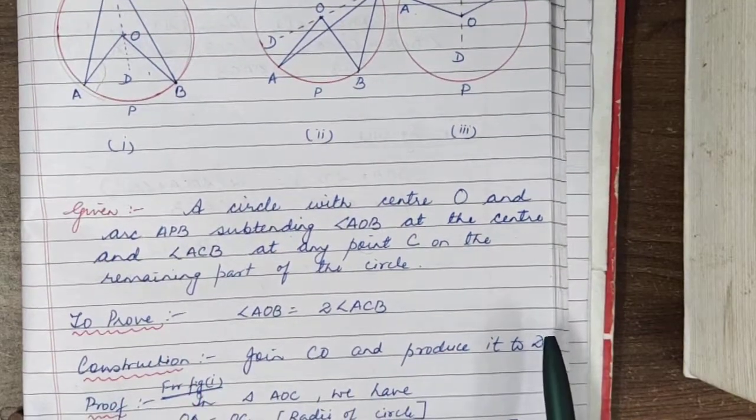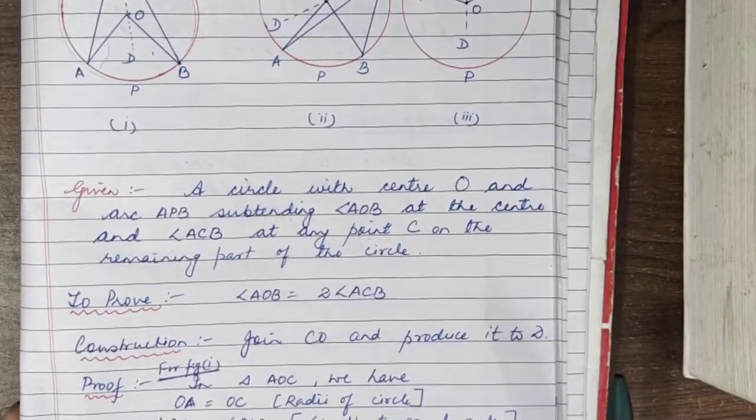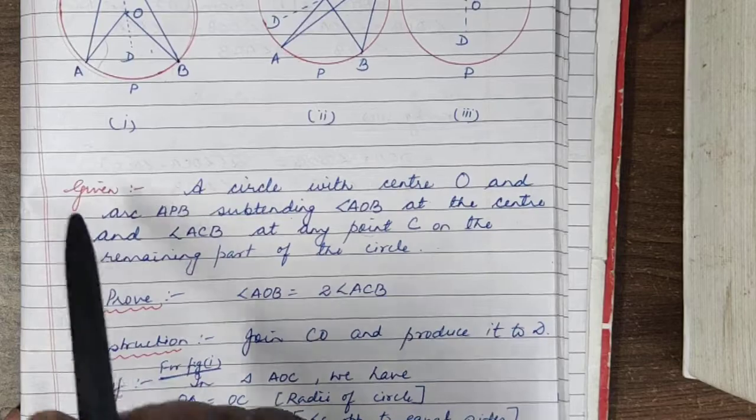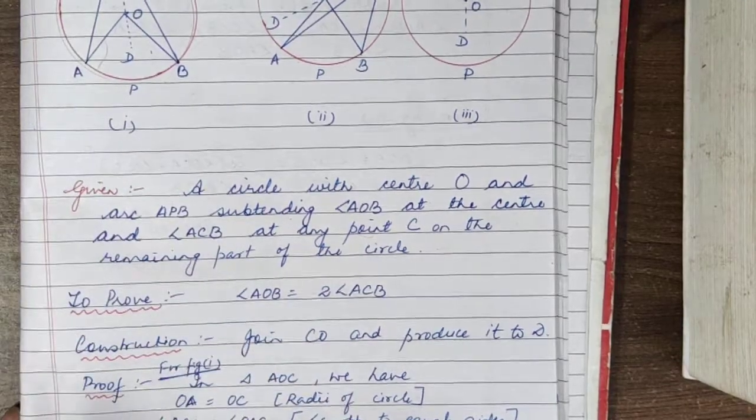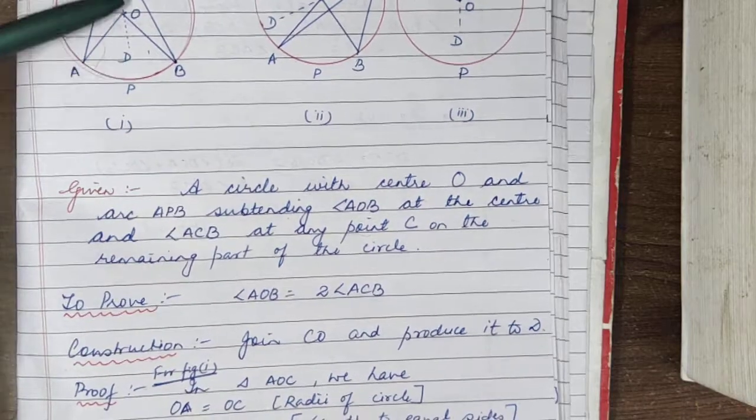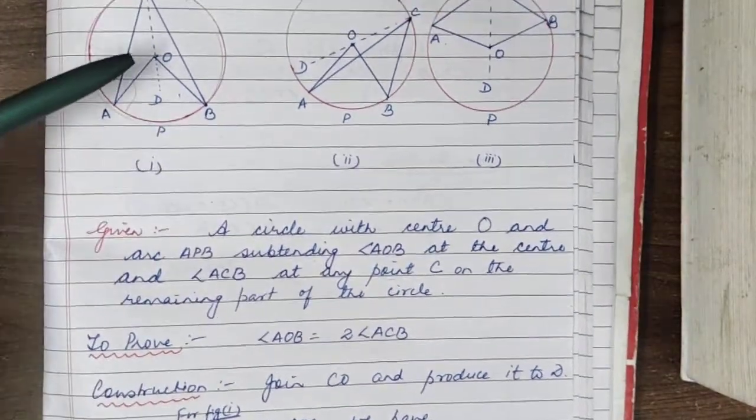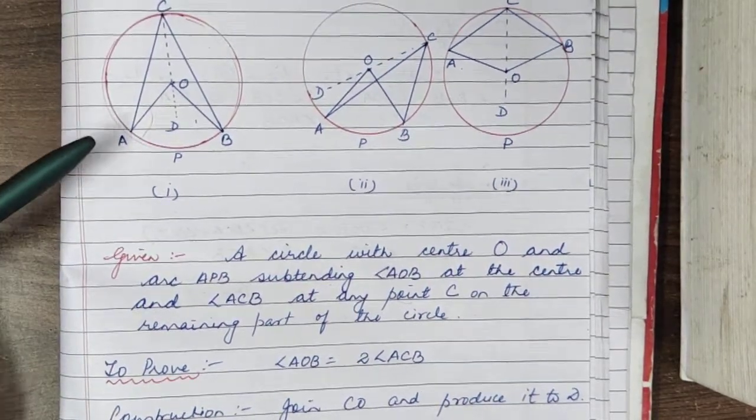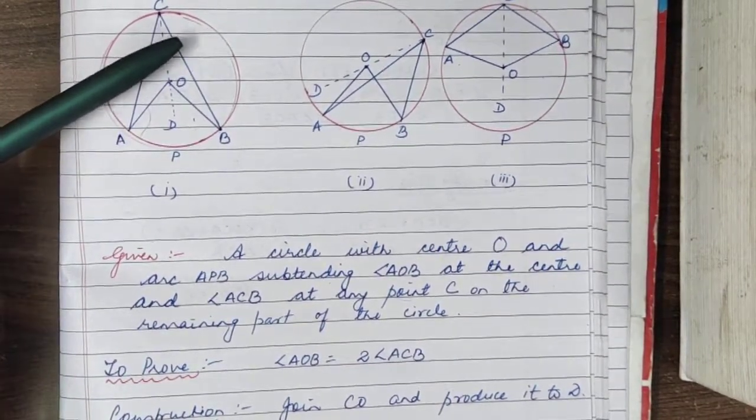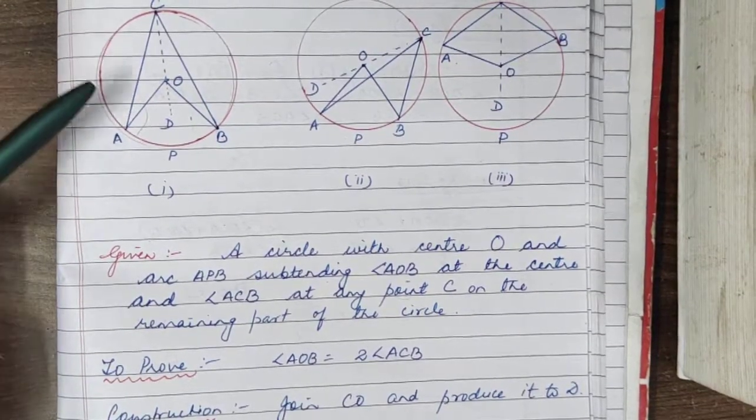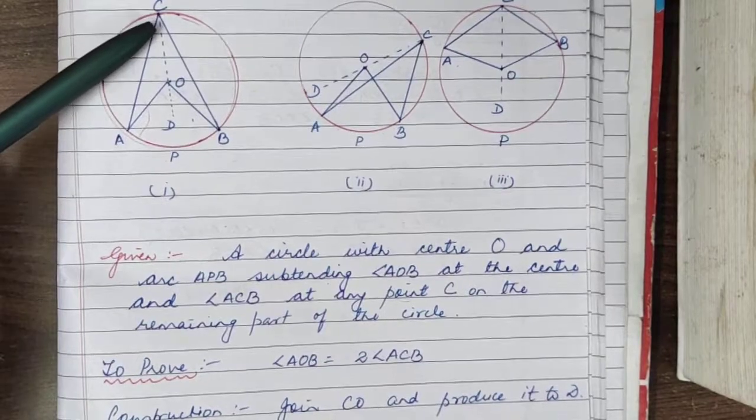Now for proving, let us see figure 1. In triangle AOC, what do you find? That OA equals OC, radii of the circle. So we know that when two sides of a triangle are equal, their opposite angles are also equal. So angle OAC equals angle OCA.